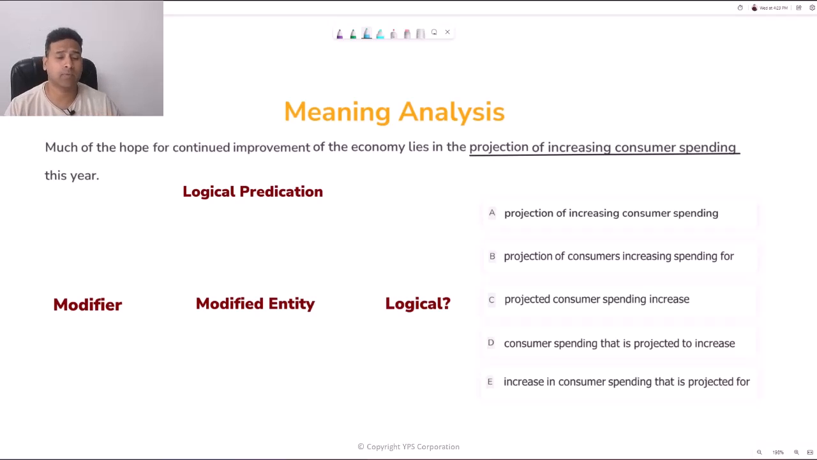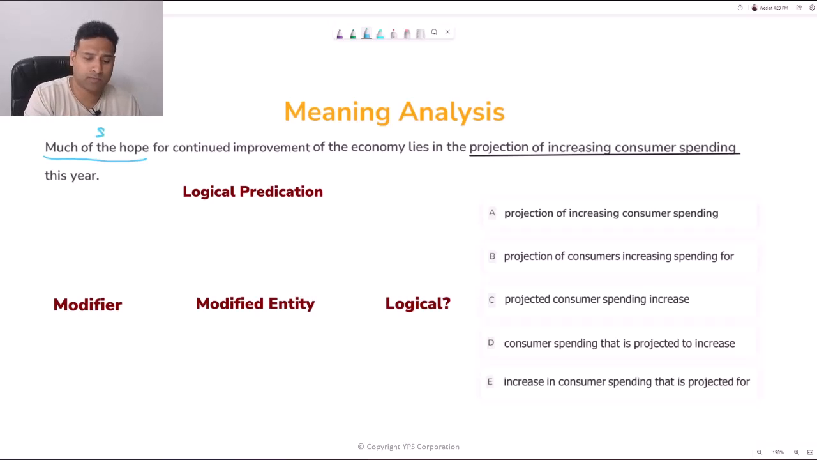Any two things that belong together should be connected. If they do not belong together, they should not be connected, right? So long story short, let's get cracking. Much of the hope for continued improvement of the economy lies in the projection. Okay, so we know that the subject here is much of the hope, right?